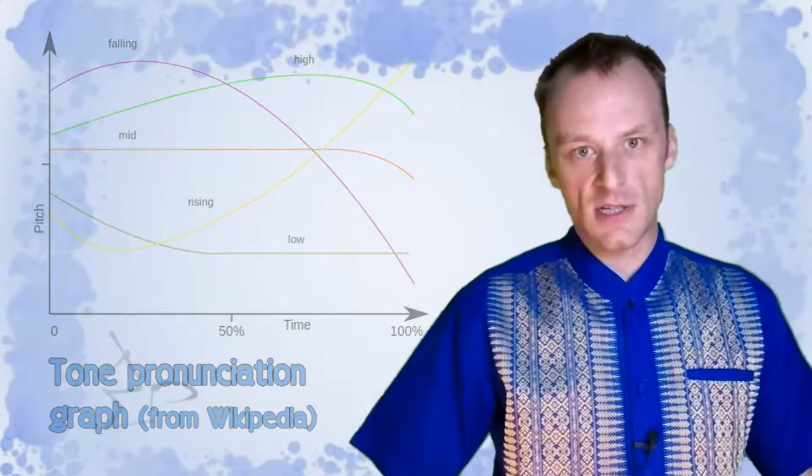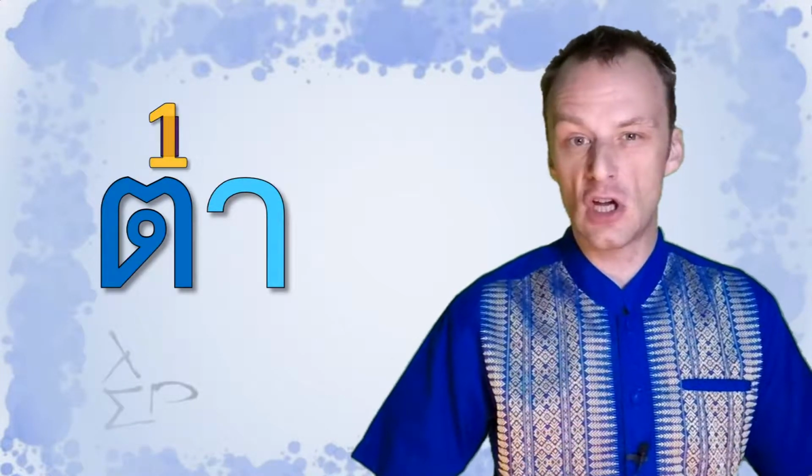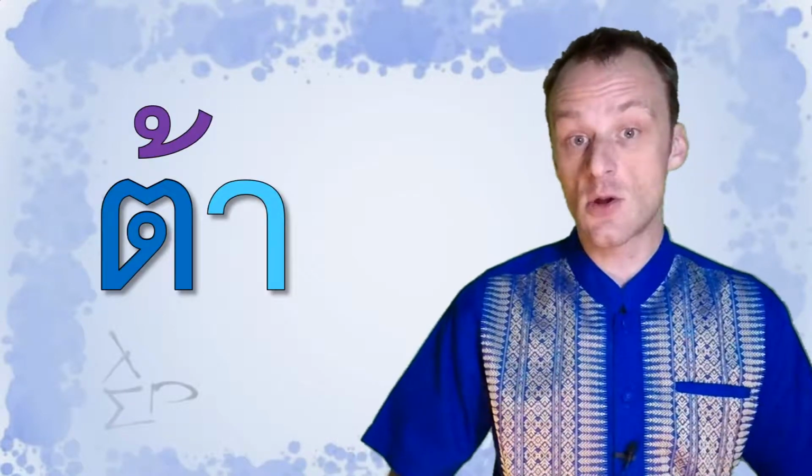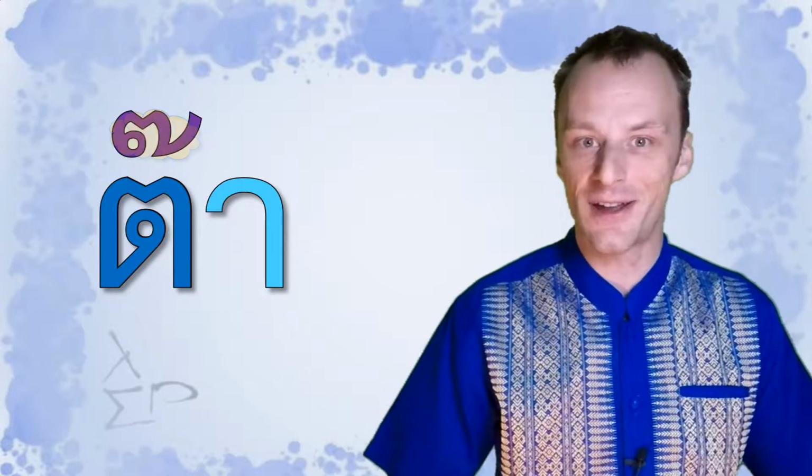In terms of memory association, the way I thought about it was that mai ek looks a little bit like a number 1, so it's the first, smallest, or low tone. Mai tho looks like a downward pointing arrow, kind of, so that is a falling tone. Mai tri looks like a cloud. Clouds are found high up in the sky, so that's a high tone. And then mai jattawa is a little plus sign, which is exactly what you do to the tone of your voice. You keep adding to it so it rises.